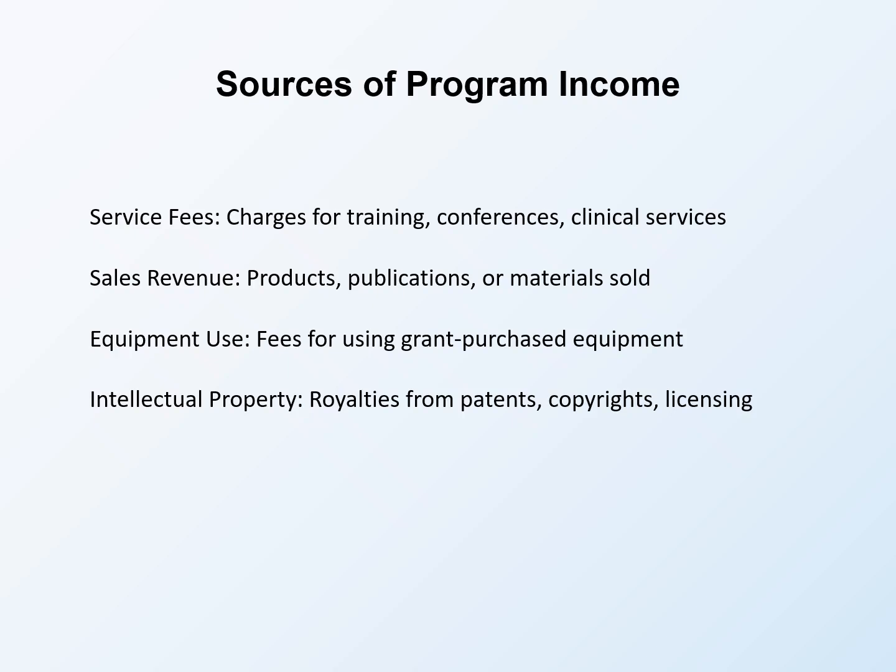Intellectual property, including patents, copyrights, and licensing arrangements, can generate royalties that constitute program income. If research produces patentable inventions or copyrightable materials, revenue from licensing these products may be program income during the award period. Specific rules for intellectual property may vary by funder.